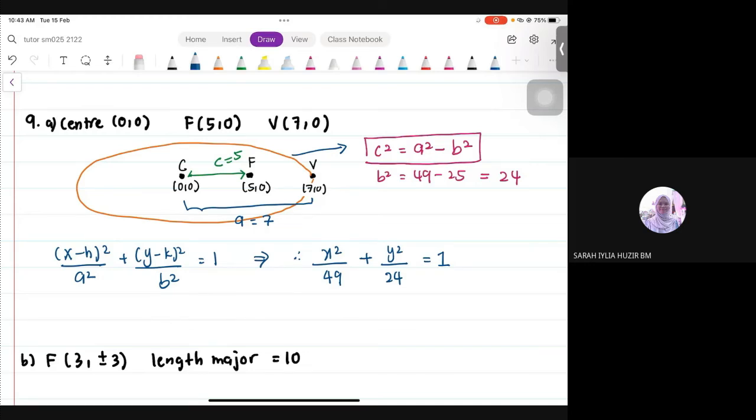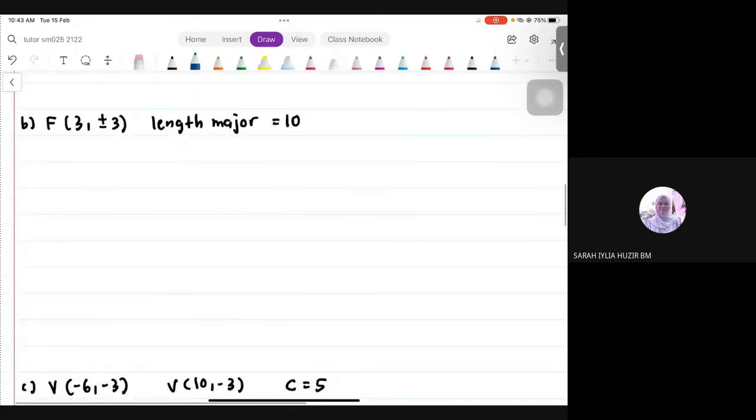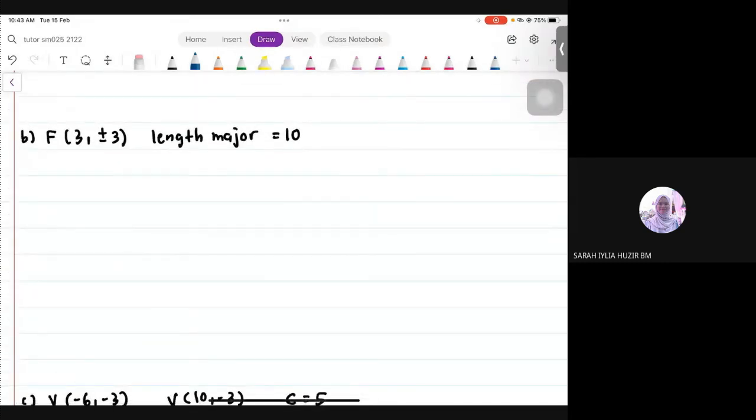Okay. Kita cuba lagi satu soalan. Okay, next one. We have foci at (3, ±3). Length of major axis must be 10. Okay, sama. Mesti plot point dulu. Kita ada dua foci. X coordinate dia fix.